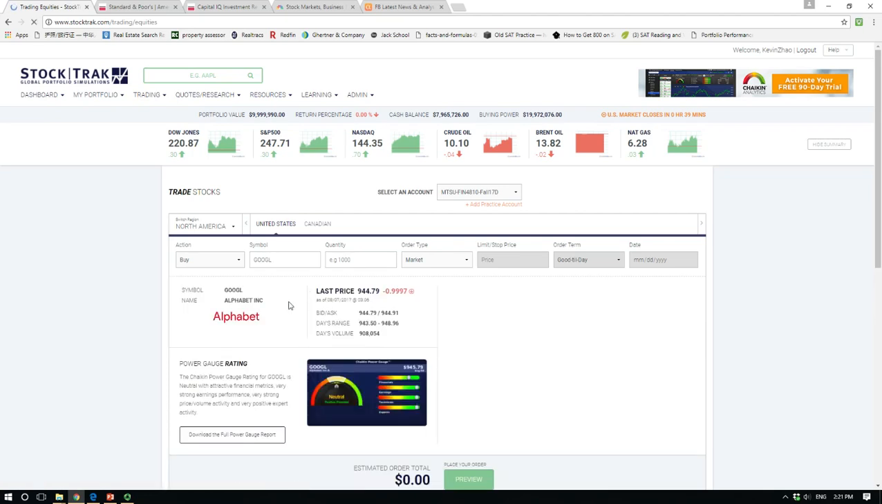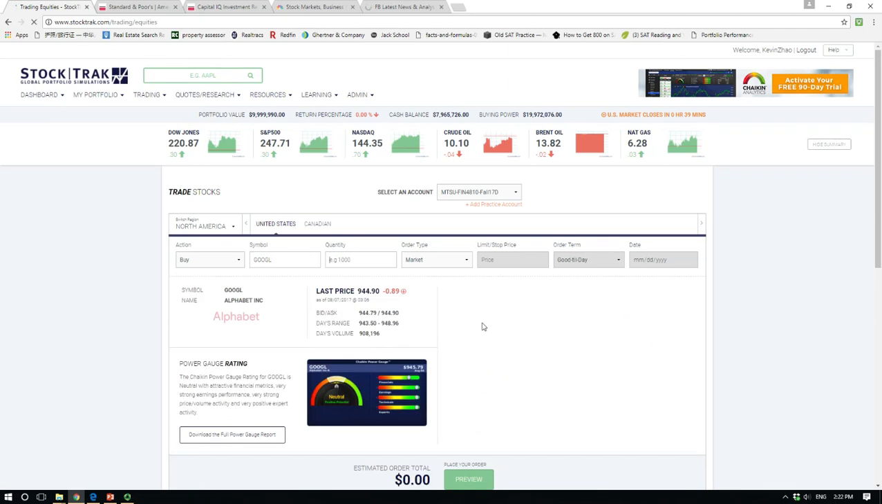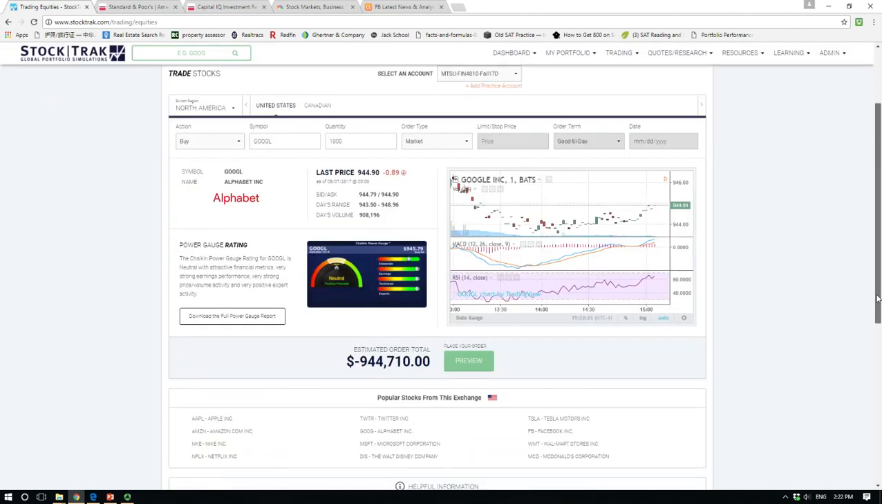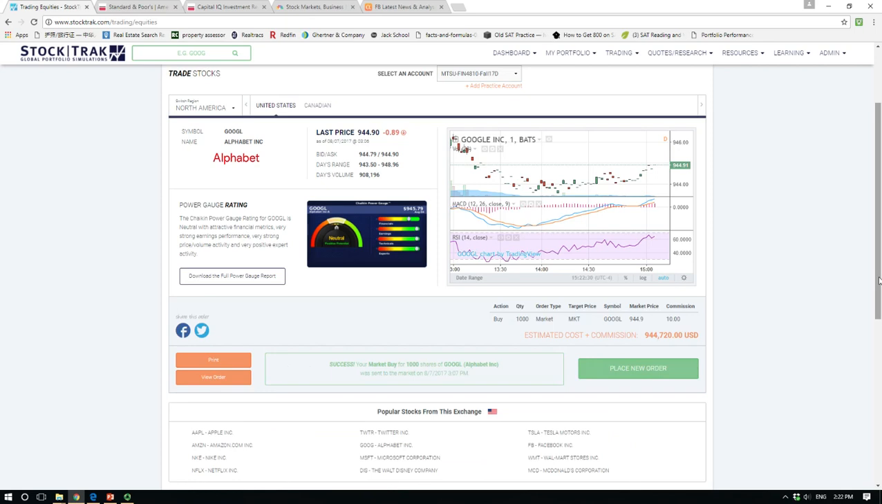GOOGL is the symbol for Google company, or the formal name of Alphabet. Right? And the current price is about $1,000, and I really want to invest $1 million into this future leader of U.S. economy. Right? So $1,000, $1 million, that is 1,000 shares. Right? And I take the market price. As you see, the estimated cost is a little less than $1 million. And preview it and confirm it. So the Google is in my basket.